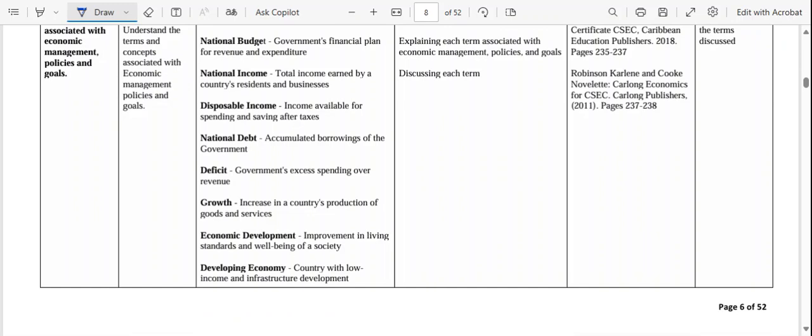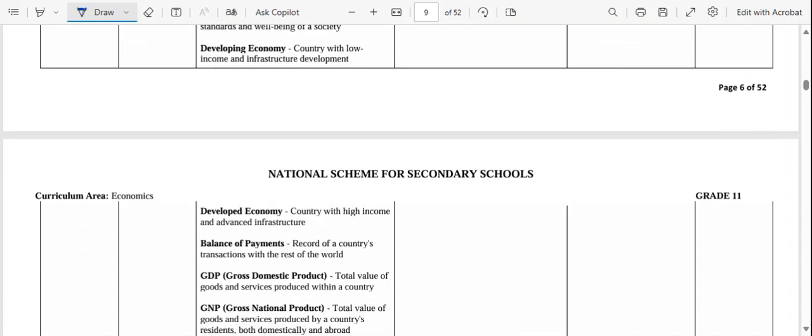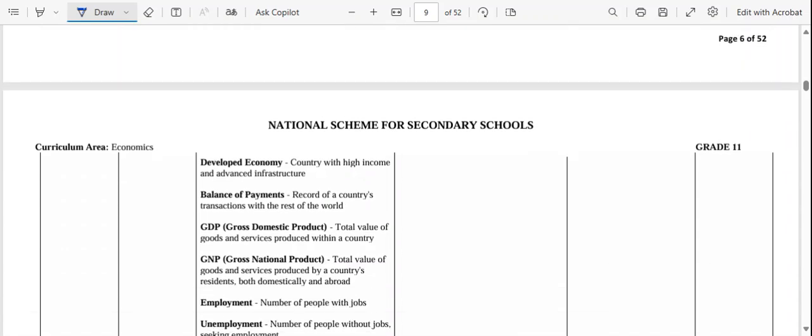Another interesting term that we hear in economics is growth. What does growth mean in economics? Growth means an increase in the country's production of goods and services. So an increase in the country's production of goods and services means there's growth in economic stability. That's what it generally means. We have economic development right here, and this means an improvement in living standards and well being of society. We have a developing economy. These are countries with low income and infrastructural development. And we have a developed economy.